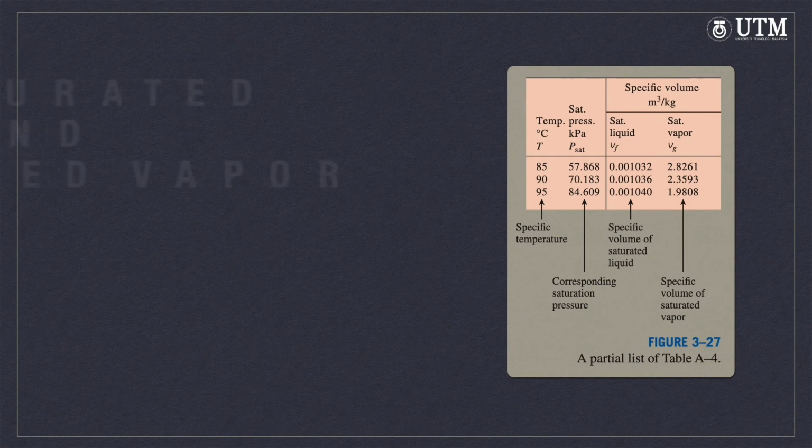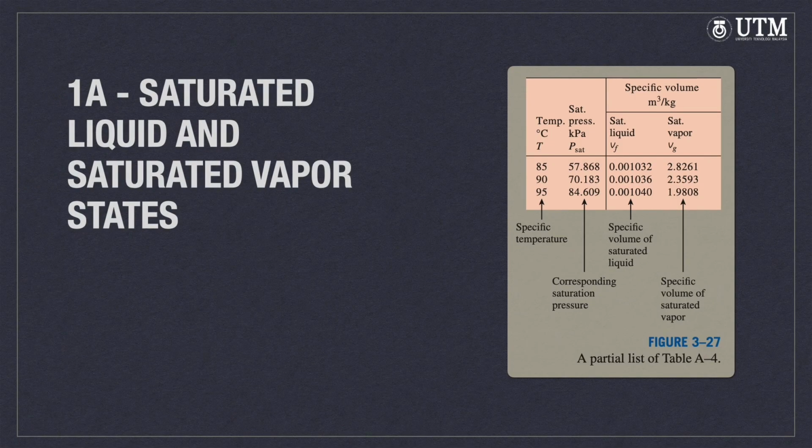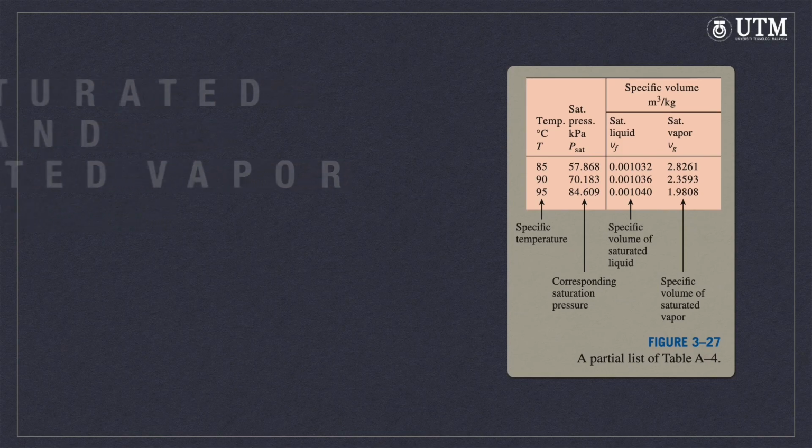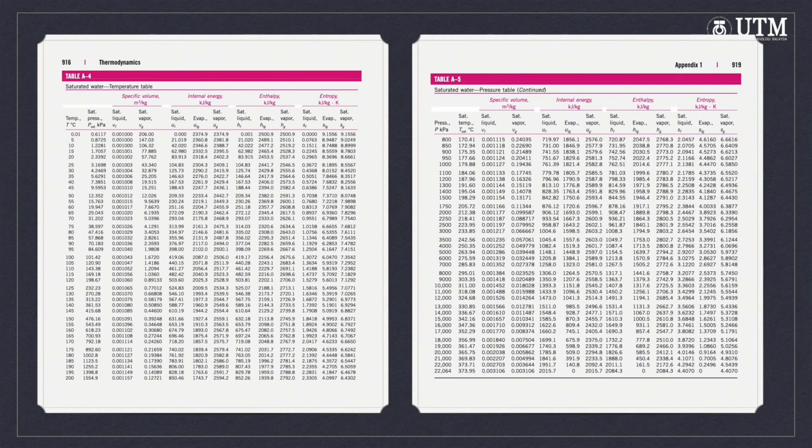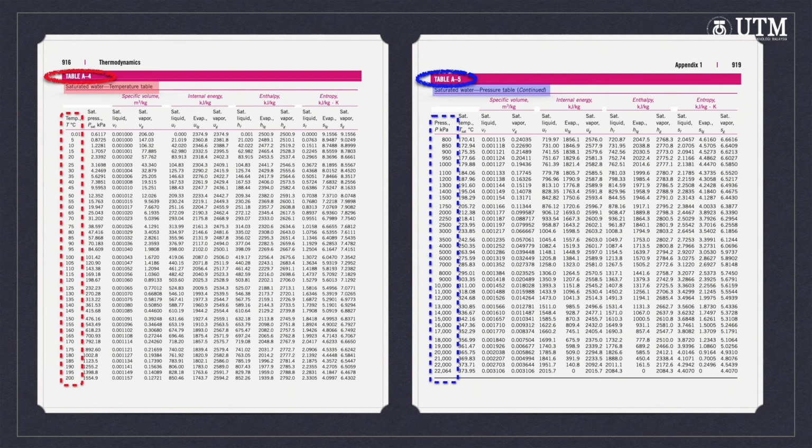How do we determine saturated liquid and saturated vapor states? Generally, we obtain thermodynamic properties of both states in tables A4 and A5. Both tables give the same information. The only difference is that table A4 properties are listed under temperature and table A5 under pressure. Therefore, it is more convenient to use table A4 when the temperature is given and table A5 when pressure is given.